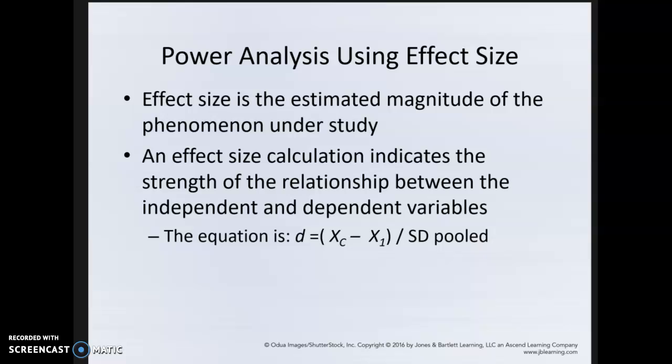For power analysis using effect size, we're looking at the magnitude of the phenomena, and an effect size calculation indicates the strength of the relationship between the independent and dependent variables. There are always variables, and some are independent and some are dependent. This is just the formula for that. You don't have to memorize this, but just know that it exists.